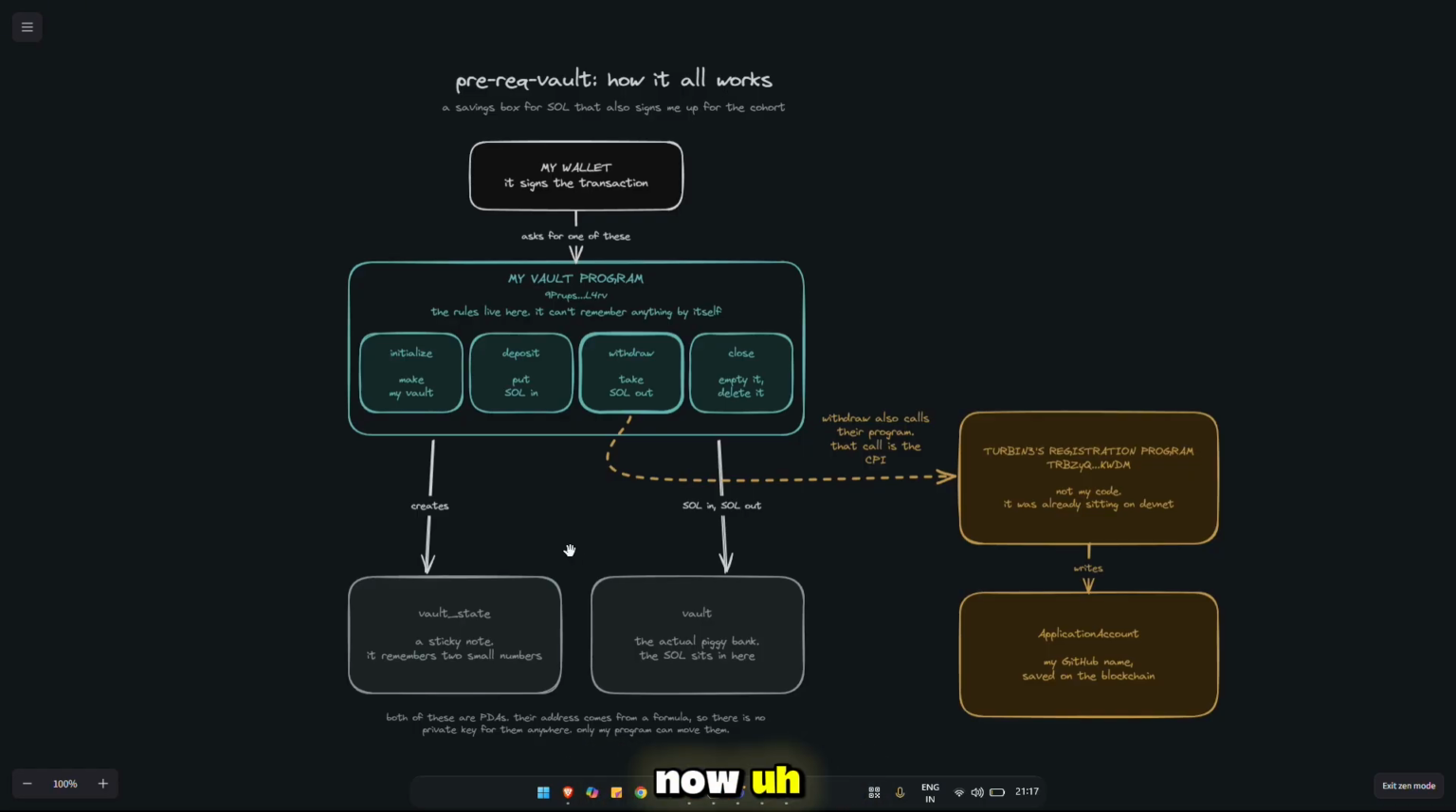Now, this dashed line is the part I added. Withdraw sends your SOL back like you would expect. But then it turns around and calls a completely separate program. Turbin is over on the right, which isn't my code and was already on devnet. So that call is what a CPI is.